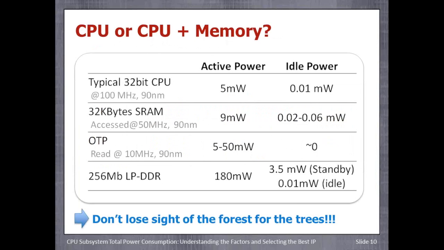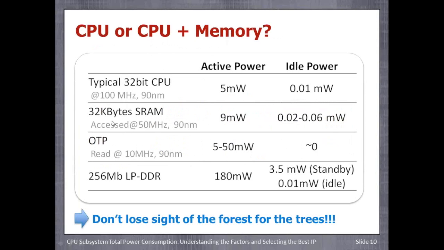typical power consumption numbers for a 32-bit CPU on 90 nanometers versus power consumptions of different types of memory. So a typical 32-bit CPU on 90 nanometers running at 100 megahertz would consume about 5 milliwatts when active, and its idle or static power would be in the order of 0.01 milliwatts.